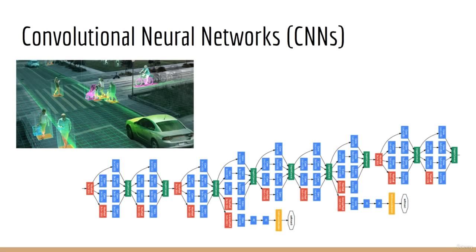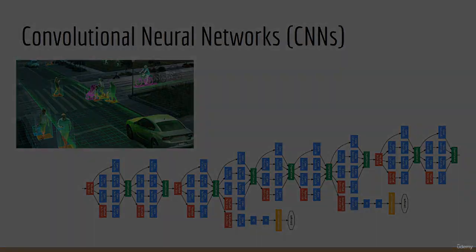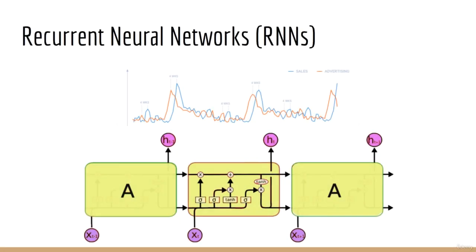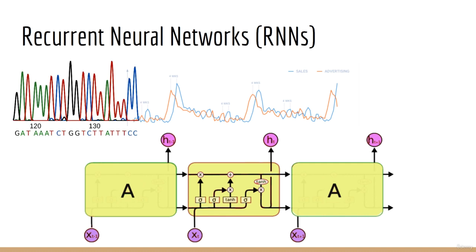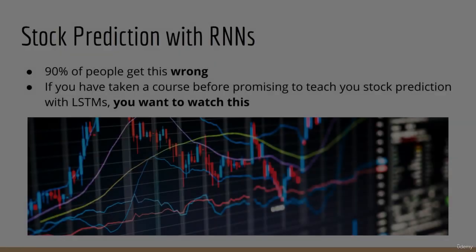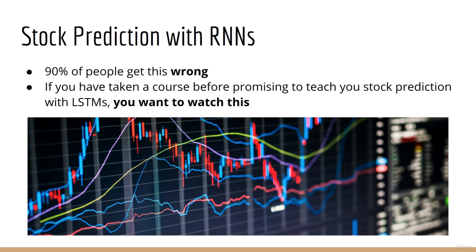Next, we're going to look at convolutional neural networks, which are specialized neural networks for computer vision. Then we'll look at recurrent neural networks, which are specialized neural networks for sequence data, such as time series, text, speech, and DNA. We'll even apply RNNs to stock prediction. This is one of my favorite exercises from this course because it teaches you what 90% of other people are doing wrong. If you've ever used an LSTM for stock prediction before, or taken a class that promised to teach you, you'll definitely want to watch this.